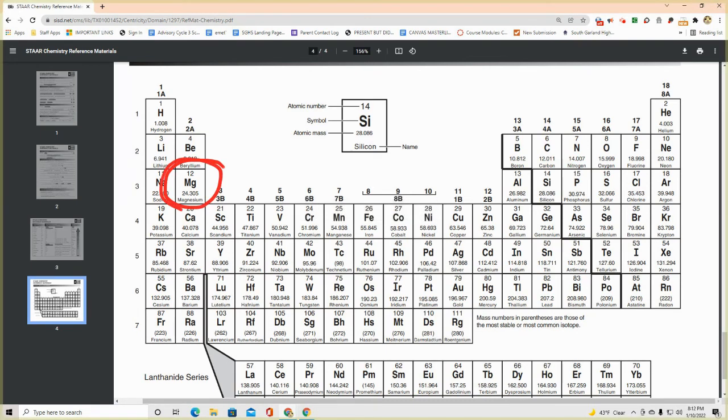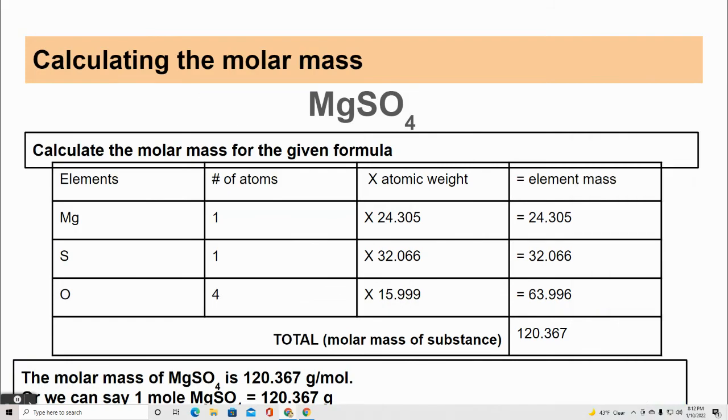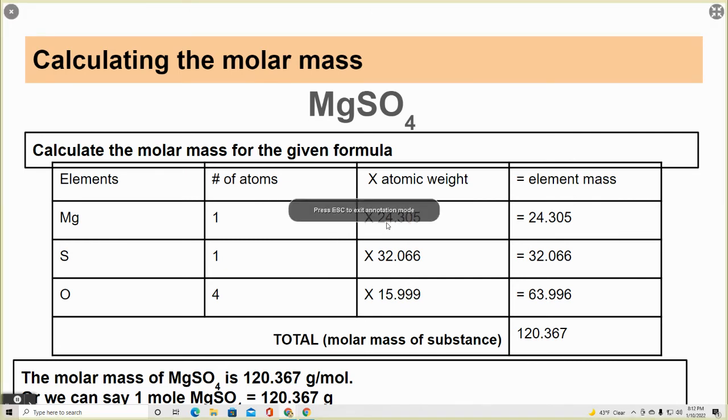Okay, and we can clearly see it's 24.305. All right. So I'm going to grab that. Atomic weight for Mg is 24.305. And then you multiply the number of atoms by its atomic weight or atomic mass. Okay. And you get the element mass. So 1 times 24.305, I get 24.305. The unit for this is AMU, atomic mass units. But most of the time we just use grams for it, because when we talk about 1 mole, we're talking about grams.